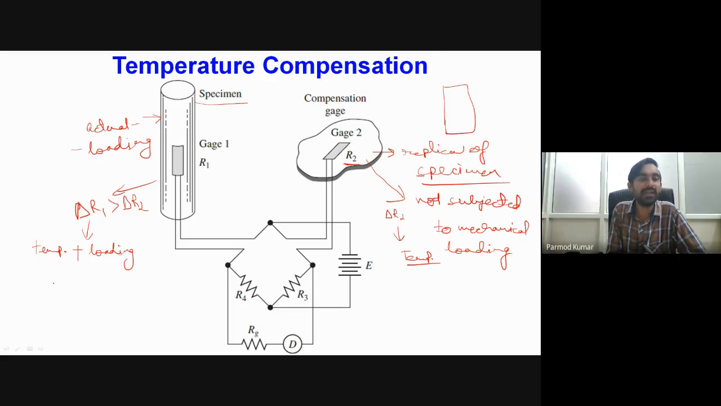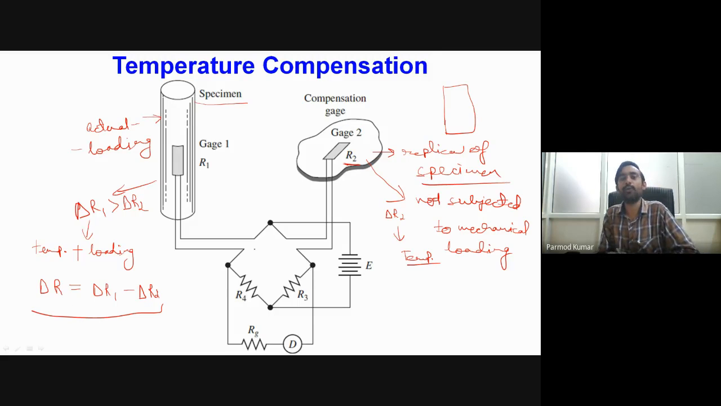So what we will be doing finally is considering the actual change of the resistance, which we will take as nothing but equal to delta R1 minus delta R2. This delta R2 will be helping us to correct the change in resistance of the actual strain gauge which is employed over the specimen.